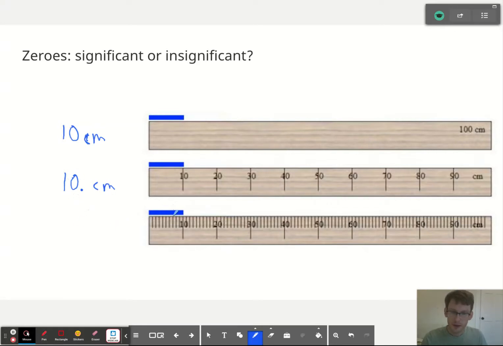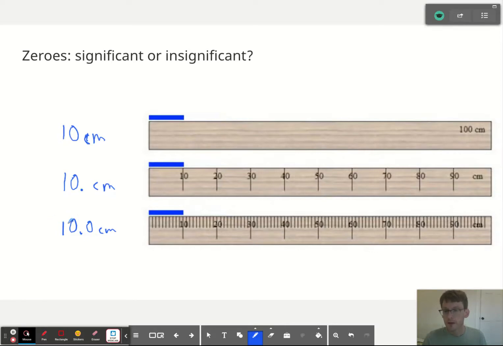So for the last ruler here, I'm going to say that this is 10 point. And you know what? I'm going to say that it's still really right on that 10. So I'm going to say this is 10.0 centimeters. Again, it's valid to say 10.1 centimeters or even 10.2 centimeters. That would be a valid measurement with this ruler. But I think that the most accurate measurement would be to say it's 10.0 centimeters.